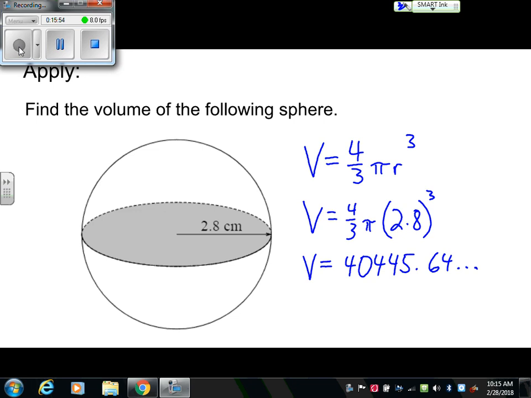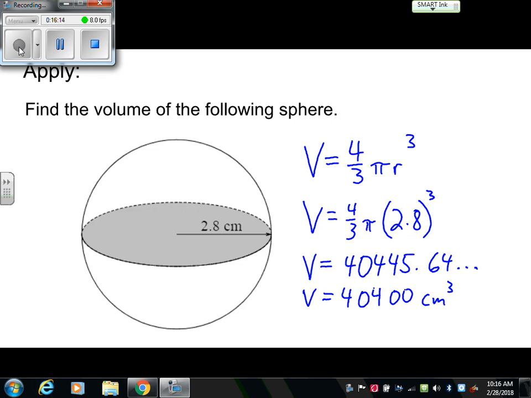Since I'm rounding, I need to round to 3 significant figures. So I would have 4, 0. 4 would be my third, and a 4 comes after it, so I'm rounding down. And then I need to fill in placeholders for everything else before the decimal point. So I'd have 40,400 centimeters cubed as my volume answer.